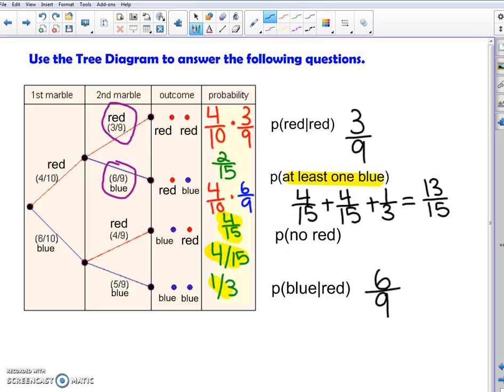Last one, probability that I pick no red, right? Well, if you look at these two up here, I picked a red first, so those don't count because I've already picked a red. This one I picked a blue. If I pick a red, there's a red. I don't want that one, but I'm just going to take blue and blue. That's no red, so we're going to look at that number, which is just 1/3.